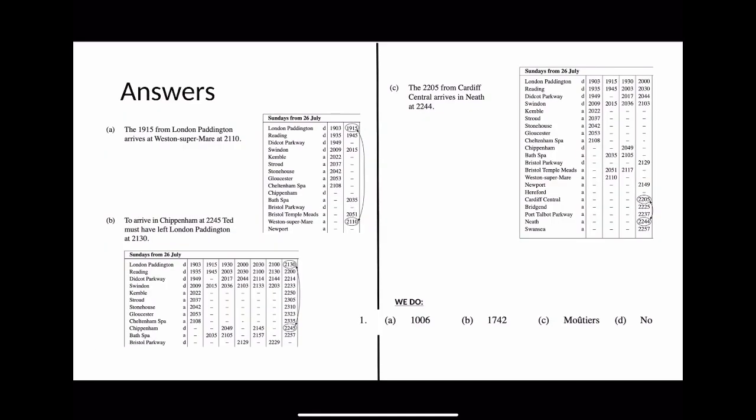And if we have a look there then, it's a little bit bigger on this one. There we go, there's Chippenham, 22:45, and if we look up, then we can see that we left London Paddington at 21:30. So you're having to trace your steps back up through all of these stations that you just stopped at, back to the beginning at 21:30.